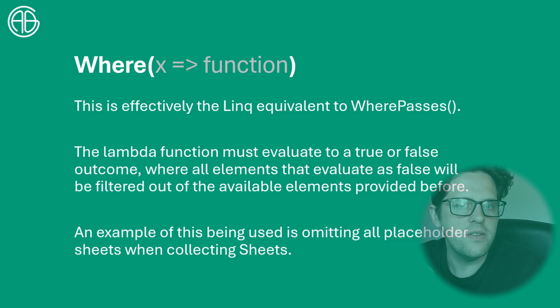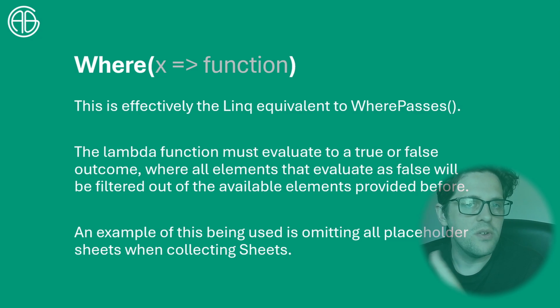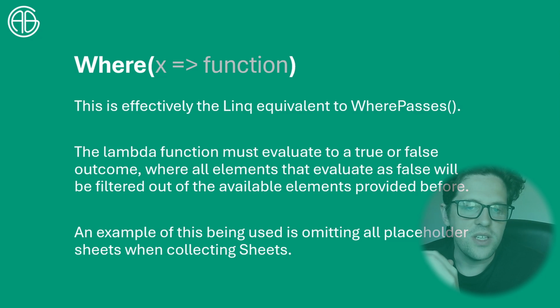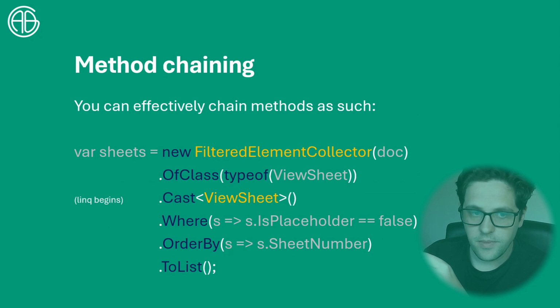Where is also very useful. This is very similar to WherePasses. But in this case, rather than building up all those variables one after the other, all you have to do is make sure your Lambda function evaluates a true or a false outcome. And in this case, the objects that yield a true outcome will proceed forward. Those that receive a false outcome will not. If you're familiar with visual programming, this is a little bit like a Boolean mask in Dynamo or a dispatch in Grasshopper. So these are very powerful methods.